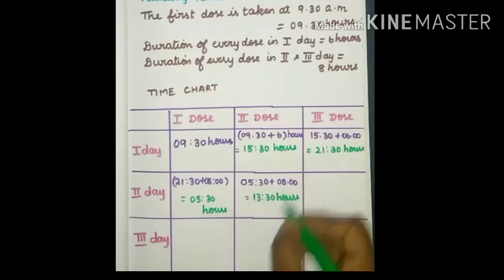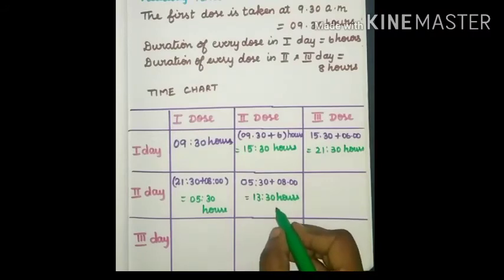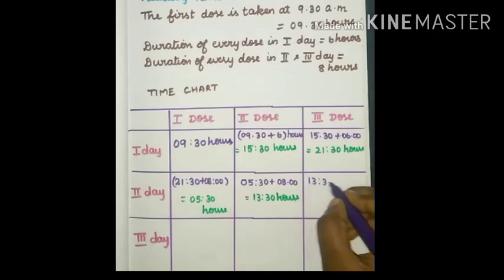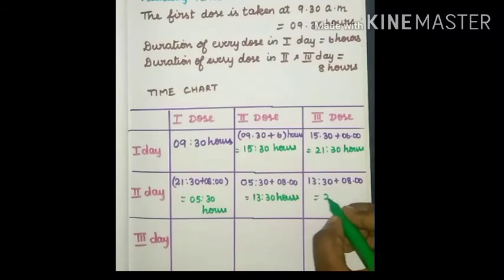5:30 plus 8 is what? Yes, 13:30 hours. To find the third dose, what do you have to do? You have to add 13:30 hours plus 8 hours. 13:30 plus 8 equals 21:30 hours.